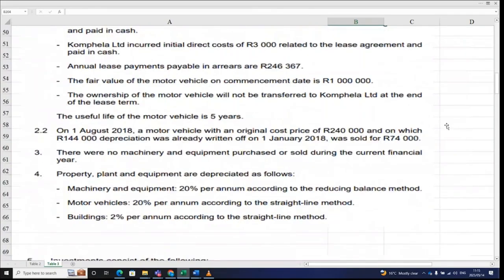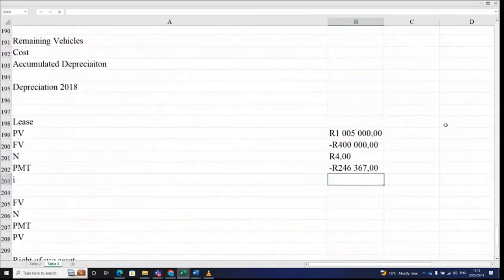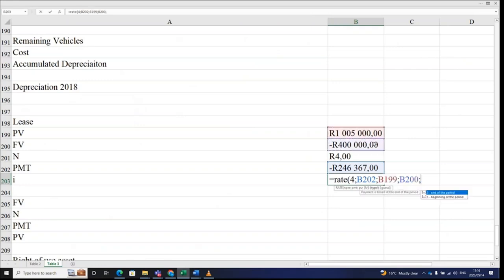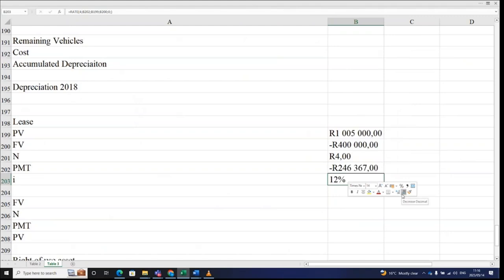246,367. Okay, right. And then the interest is what we'll have to work out, which is the rate. Okay, then it wants the period, which is four. Okay, then the payment, then the present value, then the future value, beginning of the period. Okay, this should be in percent, right? Okay, so it's 12%. But in the solution they got it to 1 decimal place.